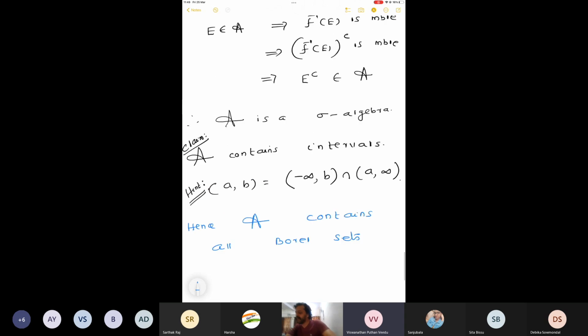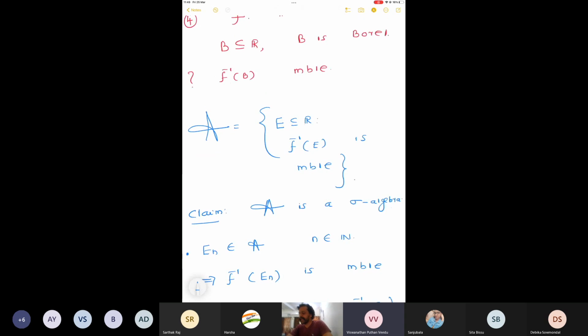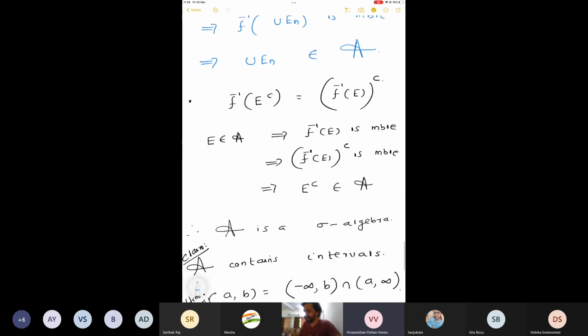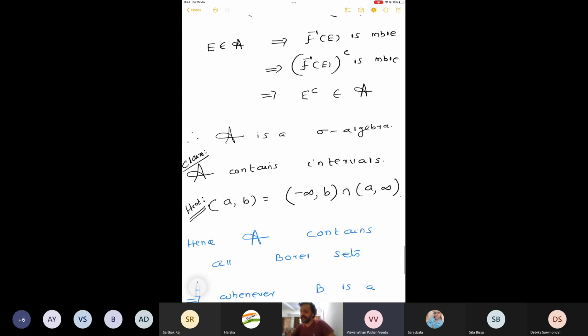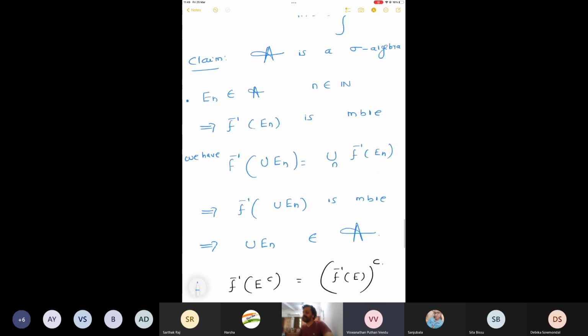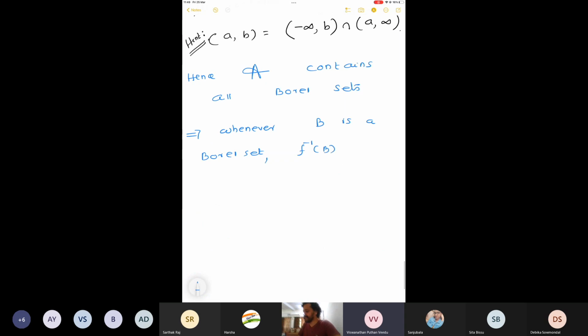Once A contains all Borel sets, what does it mean? Suppose I take B, a Borel set. Then B will be in A, and B in A means f inverse B is measurable. So f inverse B is measurable.